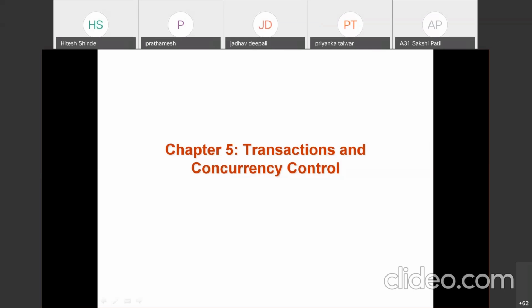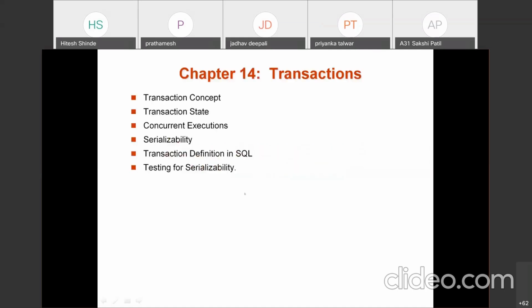Some part from the transaction and some part from the concurrency control we are going to cover in this entire unit. So first we are going to start with the transaction. I told you that this is unit number 14 from the book, and that's why I have given 14 here, to help you understand which unit or chapter you need to refer to from the book.